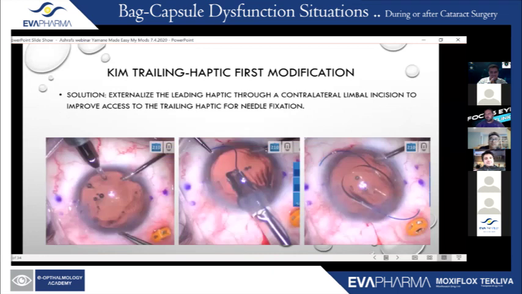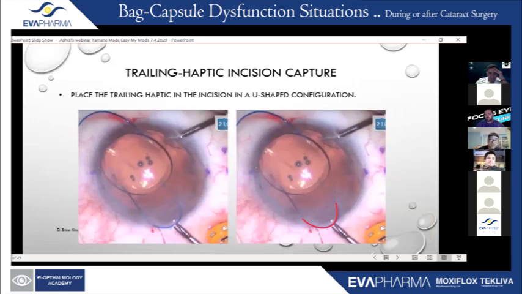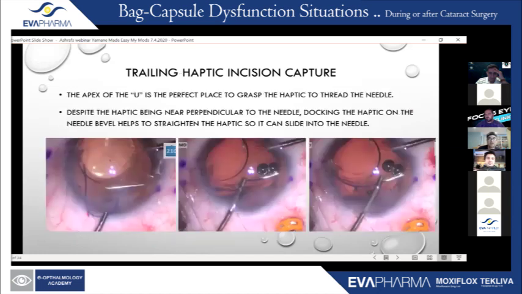And so the concept is simple. You want to externalize the leading haptic through the contralateral limbal incision with microforceps, and then you place the trailing haptic within the incision in a U-shaped configuration. And so the apex of the U is a perfect place to grasp the haptic to thread the needle. And despite the haptic being near perpendicular, you can take advantage of docking the haptic on the bevel of the needle to straighten the haptic.